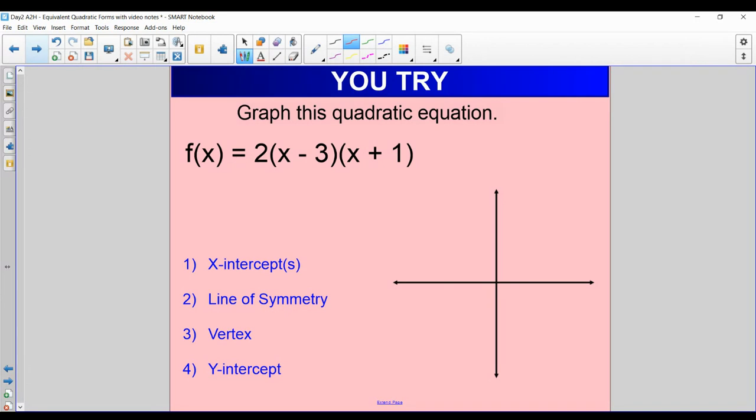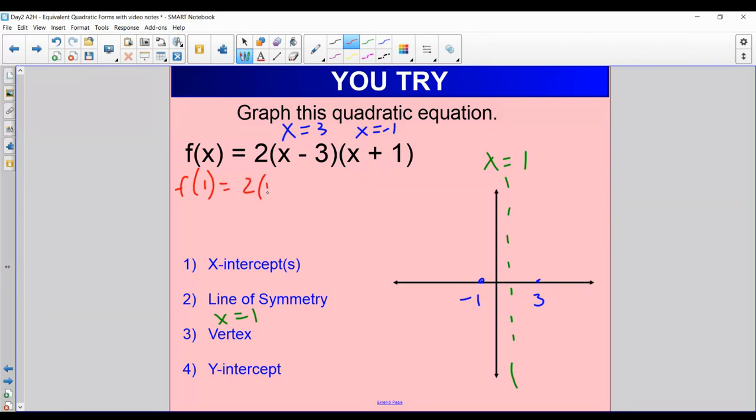This one, the big deal is that if I look at this, I've got x-intercepts at 3 and negative 1. That means I have a line of symmetry halfway in between. That would be at +1. I'm going to get my vertex by plugging in 1 because that's my line of symmetry.